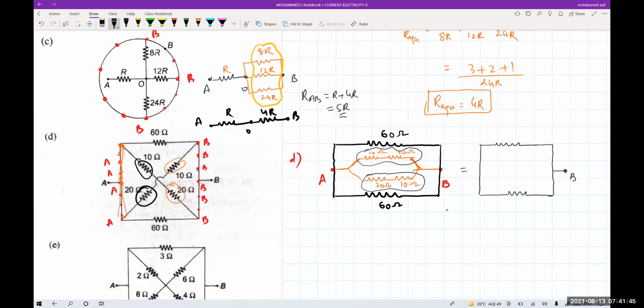This is your point B. This is your point A. So there is one resistance, this is one resistance, and this is one resistance. This is how much? 10 plus 20, that will be equal to 30 ohms. 20 plus 30, this will be your 30 ohms. This is your 60. This one is your 60. Clear? Now all of them are in which combination?